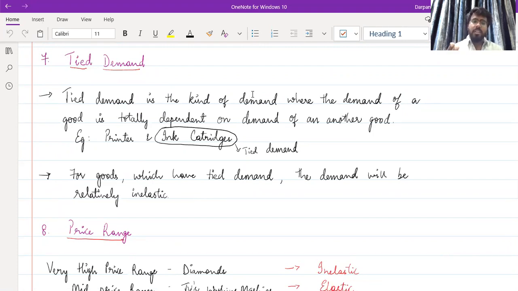So students had a doubt as to whether all complementary goods are tied. No, all tied demand goods are complementary goods, but all complementary goods are not necessarily tied. Why? Because let's take the example of tea and sugar. In this case, sugar has its independent utility also, right? It can be used without tea also. Is it necessary that you have to use sugar only with tea? No, tea and sugar are complementary, but sugar is not tied with tea. But printers and ink cartridges are complementary, and the ink cartridge's demand is completely tied with printers, right? So tied demand goods are complementary, but all complementary goods are not necessarily tied.